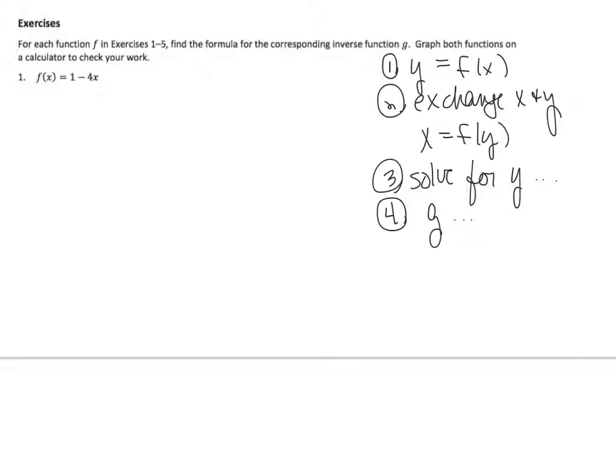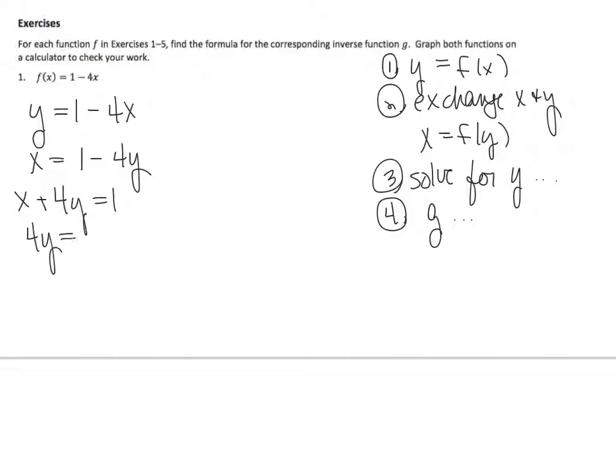So first I have f of x equals 1 minus 4x. I'm going to write y equals 1 minus 4x, and I'm going to exchange my x's and y's. And then I'm going to solve for x. I know it's sort of silly. Let's see. I'm going to add 4y to both sides. Equals 1. Subtract x from both sides. And then divide everything by 4. And then rewrite it, g of x.